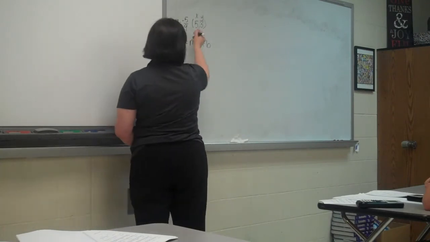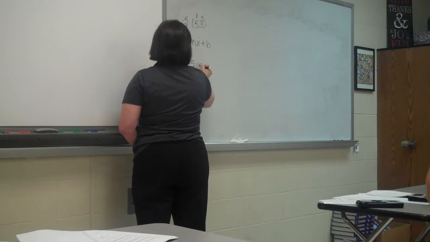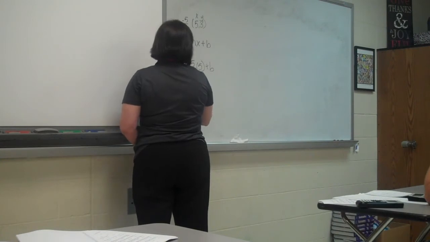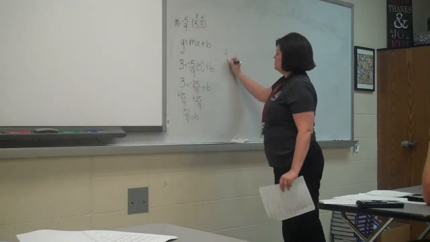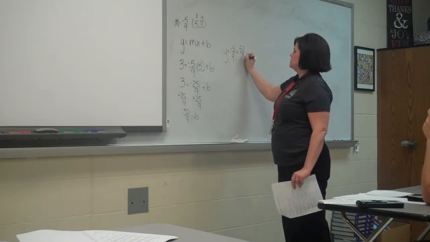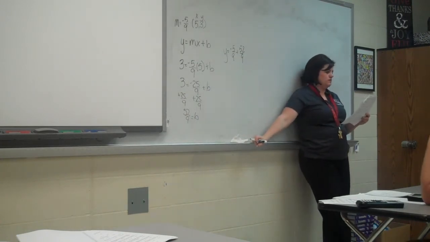But if you want to figure out this equation, it'd be 3 equals -5/9 times 5 plus b. That'd be 3 equals -25/9 plus b. Add 25/9. That'd be 52/9 equals b. So the equation is y equals -5/9 x plus 52/9.